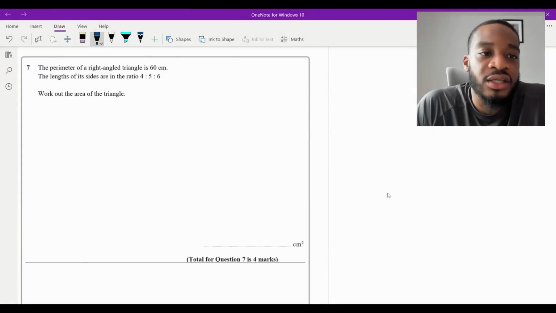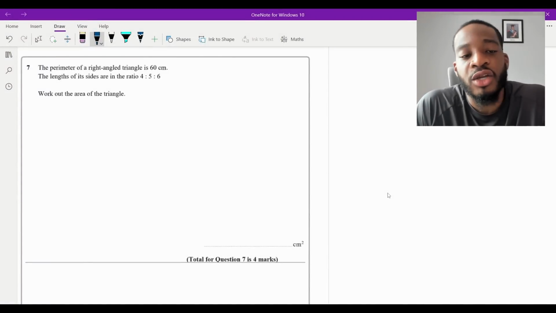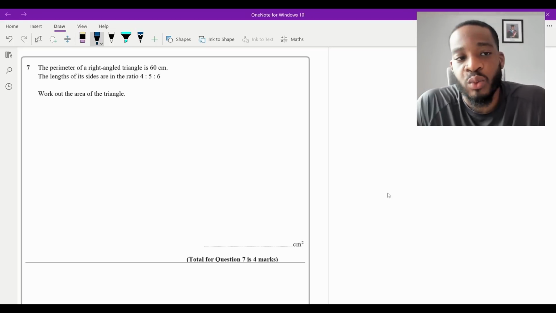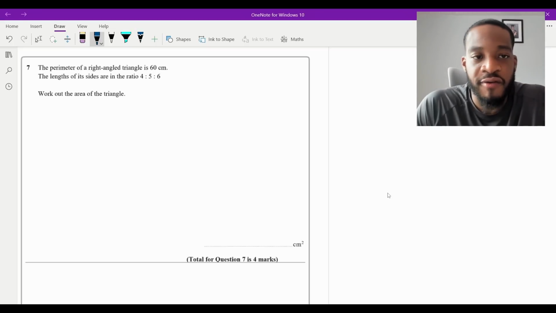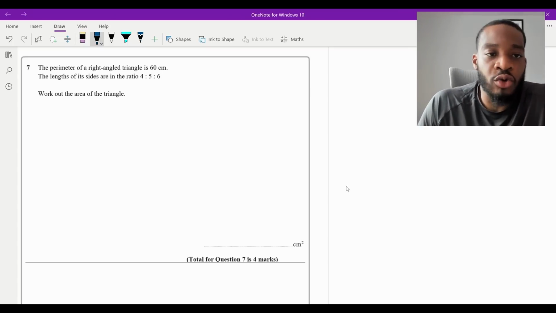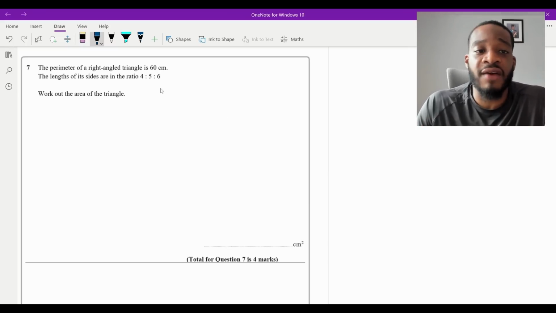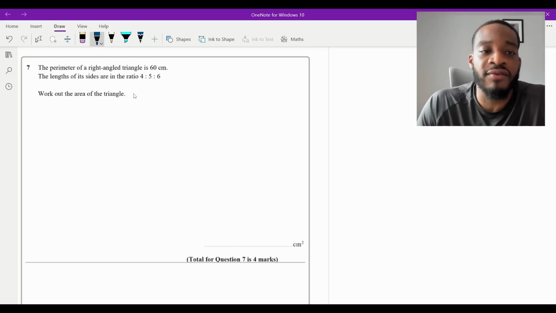Okay, so question 7 says the perimeter of a right angled triangle is 60 centimeters. The lengths of its sides are in the ratio 4 to 5 to 6. Work out the area of the triangle. All right, so firstly, we're dealing with a ratio, right? Now remember, a ratio is just splitting a quantity into different parts. So the fact that we've got the parts here, 4 to 5 to 6, we can add all of these together to figure out how many parts we have in total.